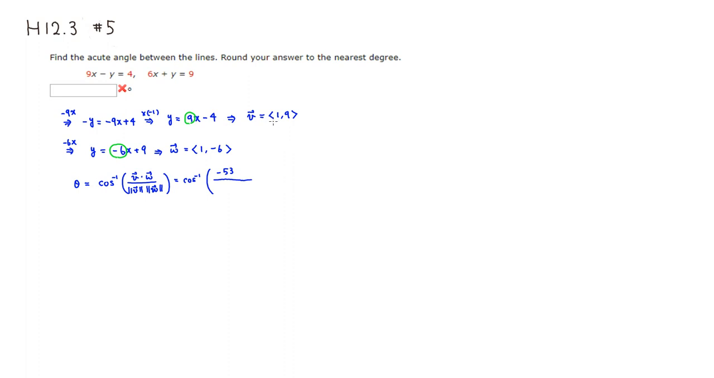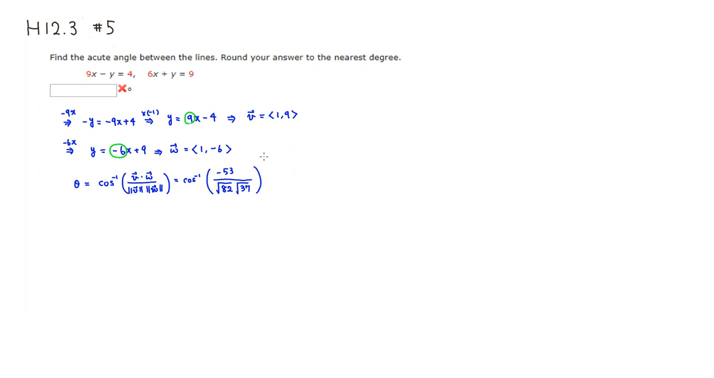Then the magnitude of v would be the square root of, let me compute it, 1 squared is 1 and 9 squared is 81, so it's going to be the square root of 82. Then the magnitude of w: 1 squared is 1 and 6 squared is 36, so it's going to be the square root of 37. We want the nearest degree.